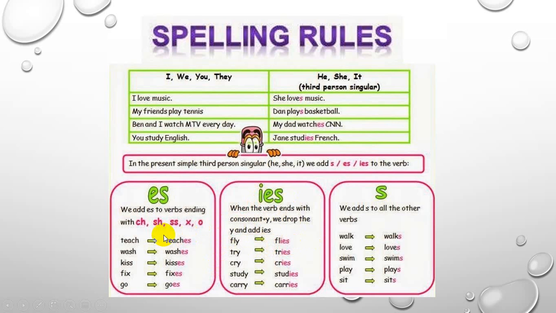Okay, we remember these rules. We have here only some verbs. For all the other verbs, in this part, only put the letter s. For example, walk, walks. Okay? I recommend that you study this part because it's really important if you want to make a sentence in affirmative form.